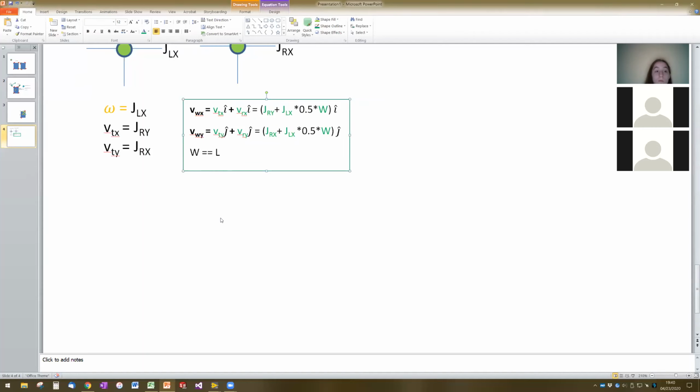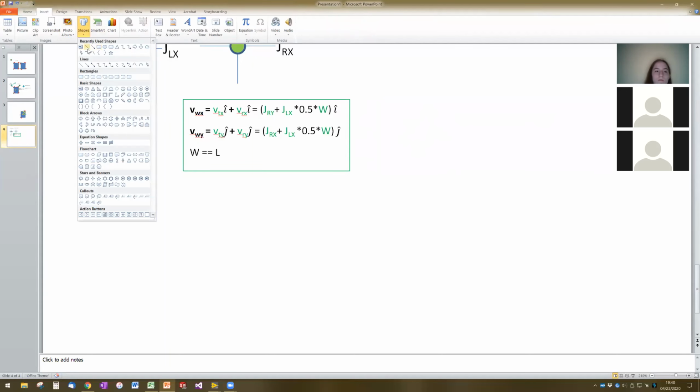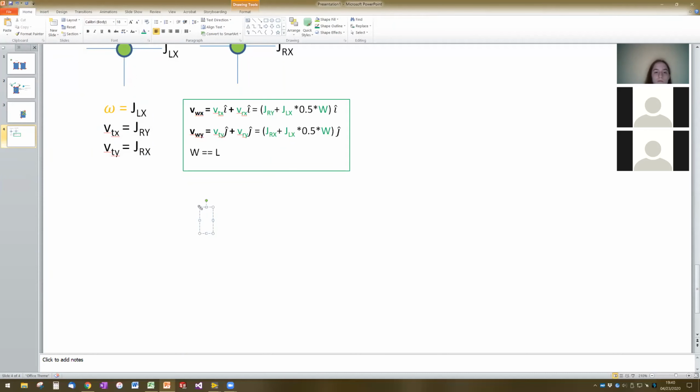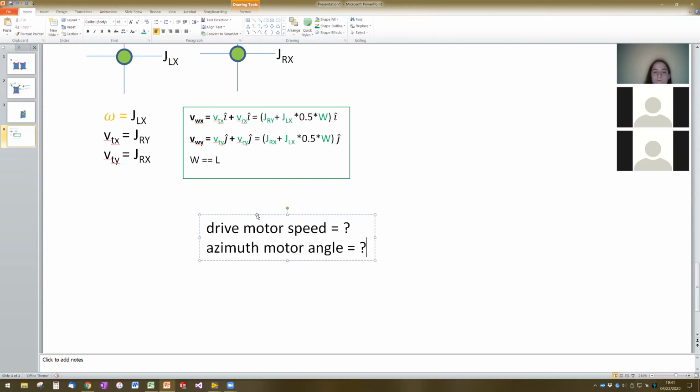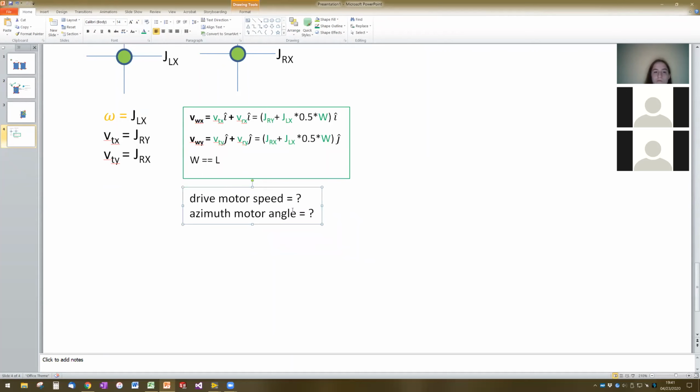Let's see. Does anyone want to take a stab at how we would calculate this? So let me do this real quick. Two things that we're looking for here are the drive motor speed and the azimuth motor angle. So for wheel module number 1, which we've got the solution here for, does anyone want to think about how we would calculate the speed that we should be going at?